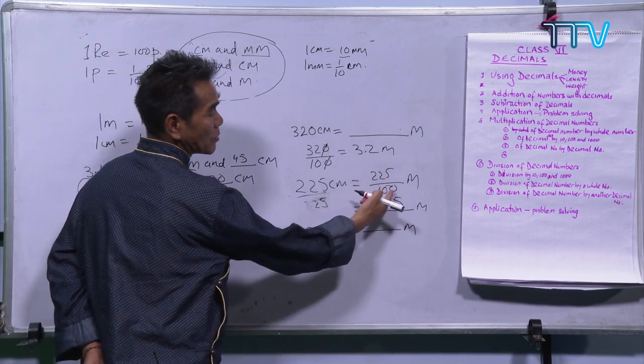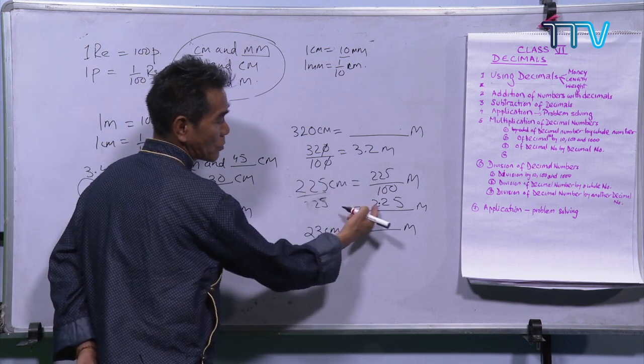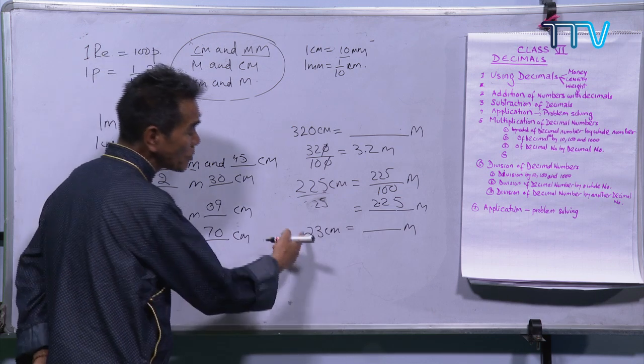The numerator is 225. Where is the decimal point? That's the concept.